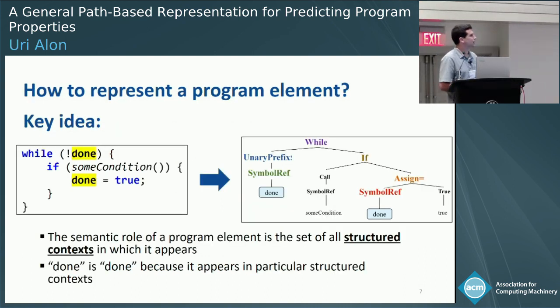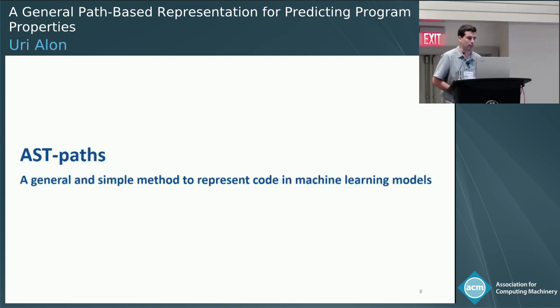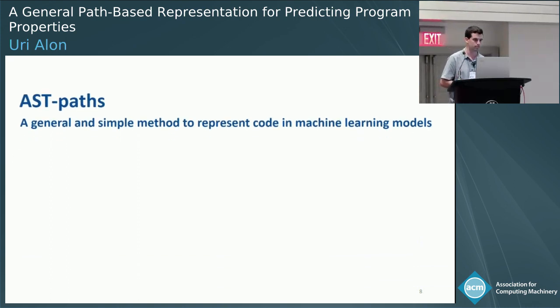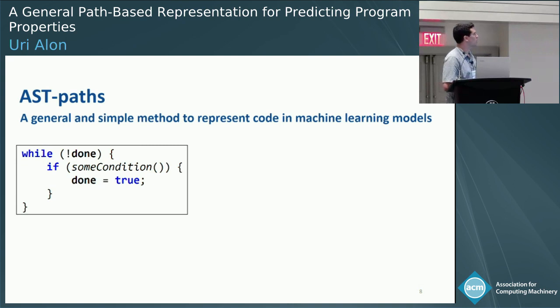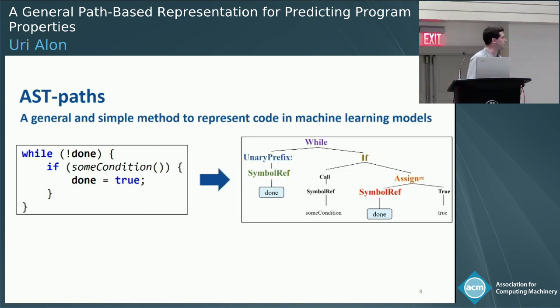So the main idea is that the semantic role of a program element is the set of all the structured contexts in which it appears. Done is done because it appears in a particular structured context. And we do that using AST paths. It's a general and simple method to represent code of any programming language in machine learning models. So given this piece of code, we parse it to get its AST, and then we extract all the AST paths that done participates in to be the features that represent done.